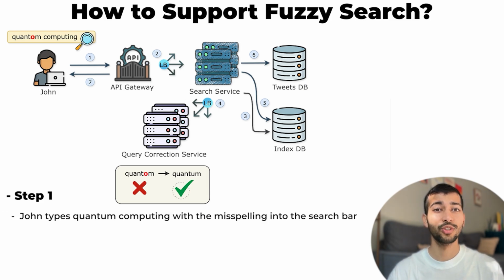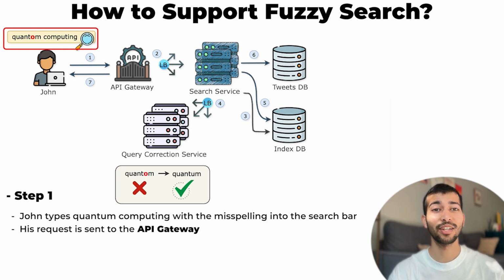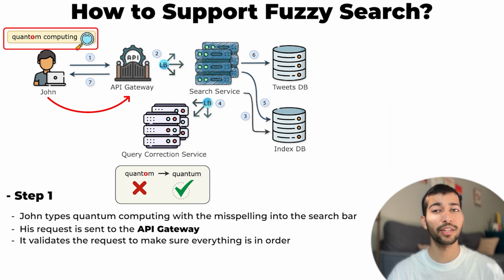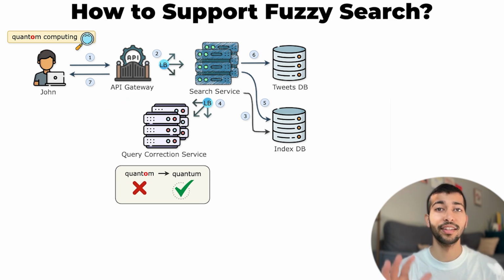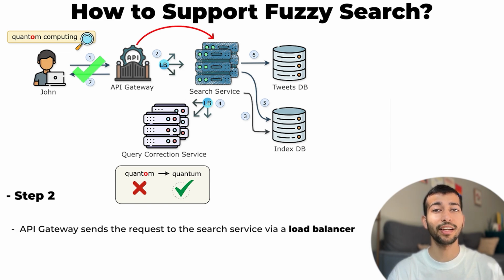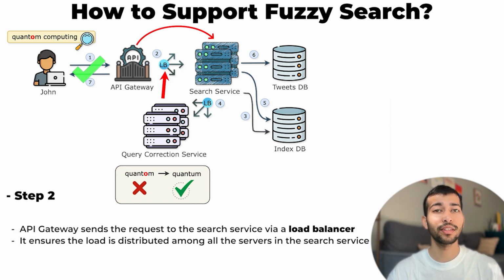Step 1. John types quantom computing with the misspelling into the search bar. As soon as he hits search, his request is sent to the API gateway, which validates the request to make sure everything is in order, right? And then comes step number 2. Once validated, the API gateway sends the request to the search service via a load balancer. The load balancer ensures that the load is distributed among all the servers in the search service.